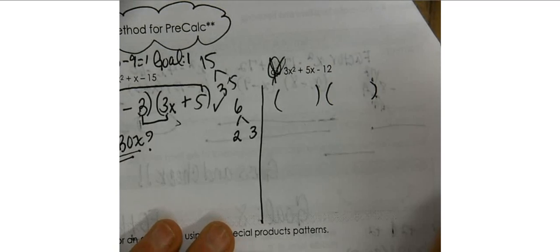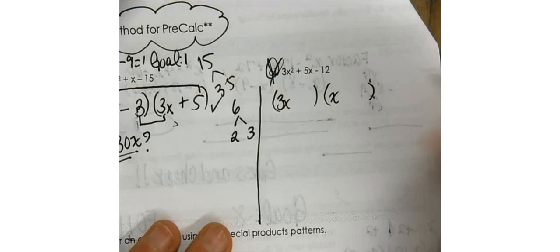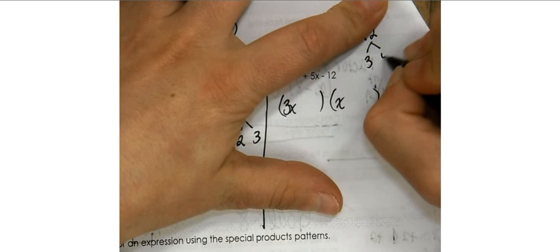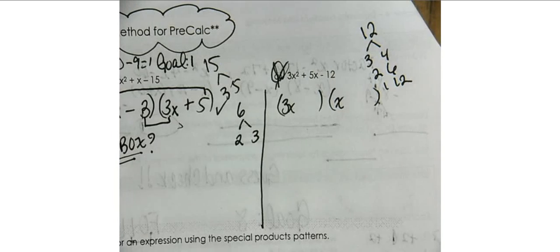Let's go ahead and look at letter C. For letter C, we have 3x squared plus 5x minus 12, and I'm going to break this down into 2 parentheses. The only way for me to get a 3x squared is to write that as 3x and x. So now I'm going to look at the factors of 12. And whenever I think of the number 12, the first thing that comes to my head is 3 and 4, and then 2 and 6, and then 1 and 12.